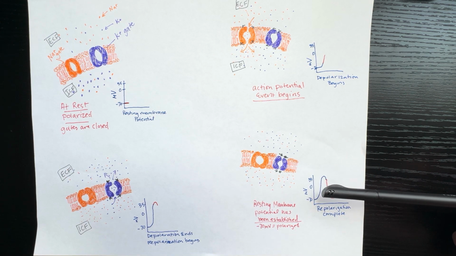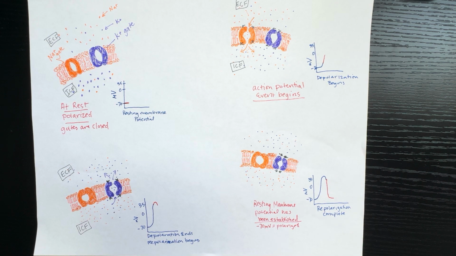In the last illustration, the potassium gate closes. The membrane has achieved a polarized state again, and the resting membrane potential has been reestablished. The current has returned to negative 70 millivolts resting membrane potential.